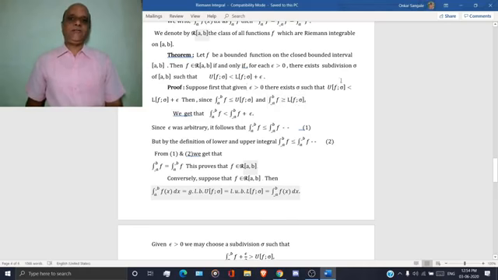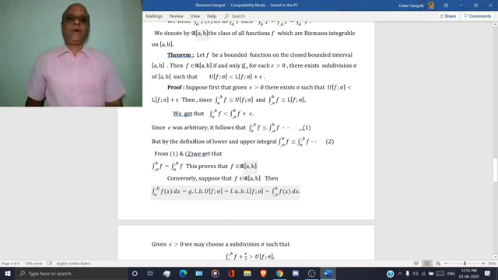Then by the given condition we get that upper integral a to b f is less than lower integral a to b f plus epsilon. Since epsilon was arbitrary, it follows that upper integral a to b f is less than or equal to lower integral a to b f. Let us call this statement 1.